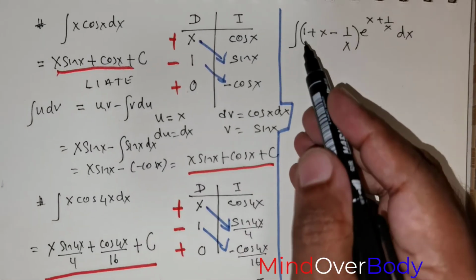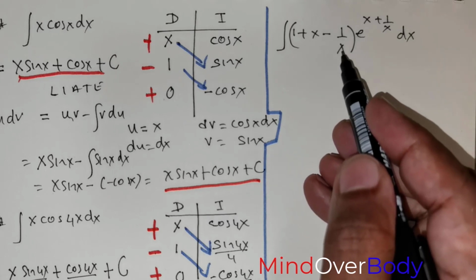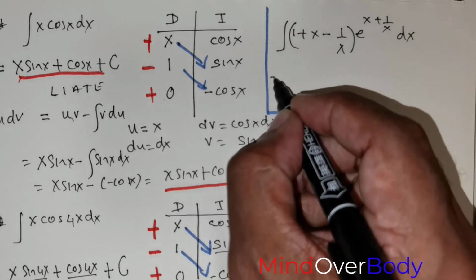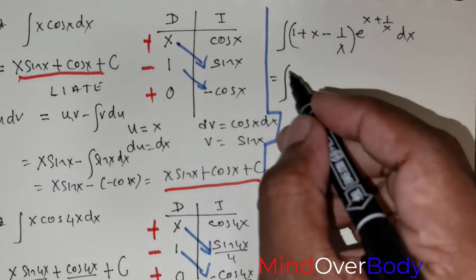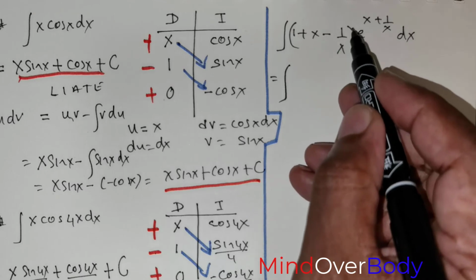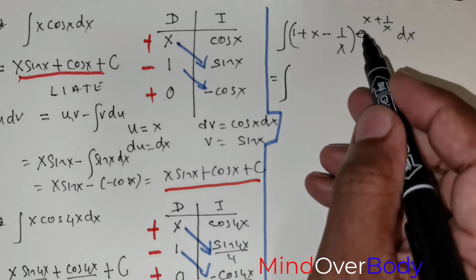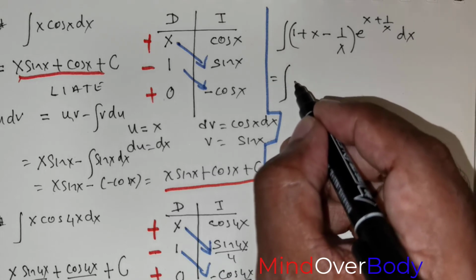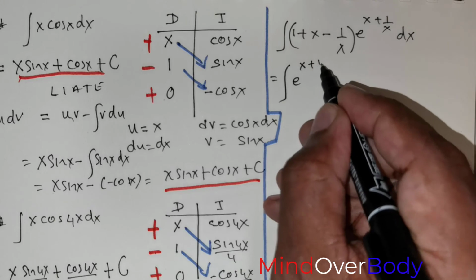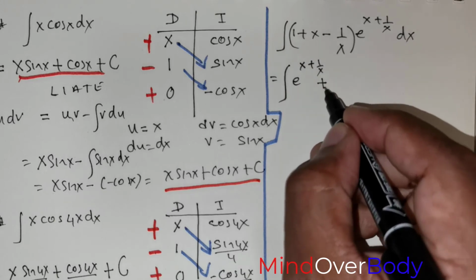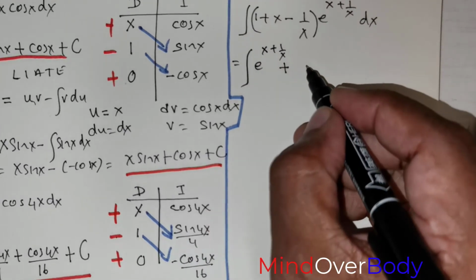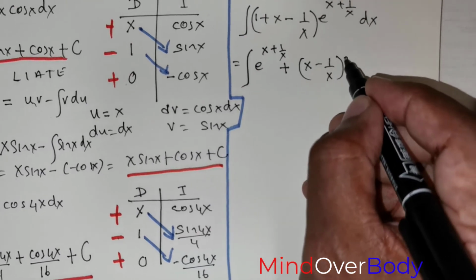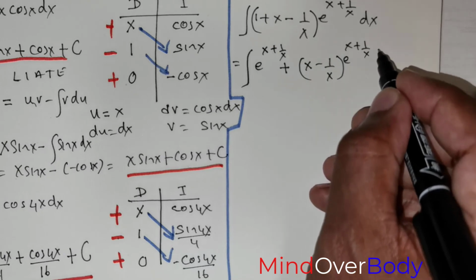Students, we are given this question: integral 1 positive x negative 1 over x times e raised to the power x positive 1 over x times dx. So what I would do is, foremost I will split the terms as 1 and x negative 1 over x, and then I will use the distribution of e raised to the power x positive 1 over x. So that is going to be e raised to the power of x positive 1 over x followed by a positive sign, and x negative 1 over x times e raised to the power of x positive 1 over x times dx.